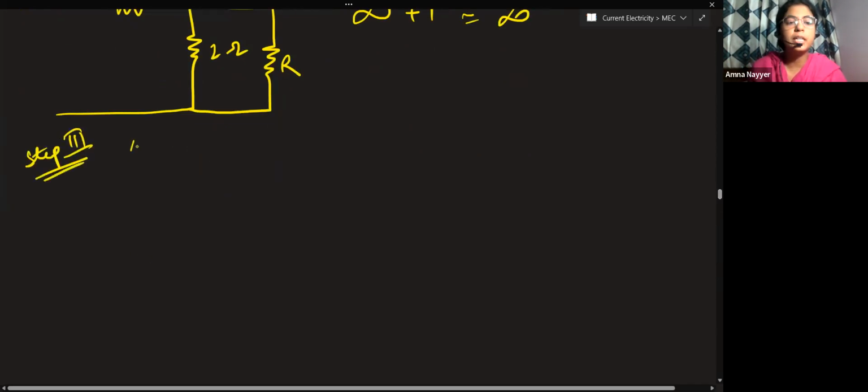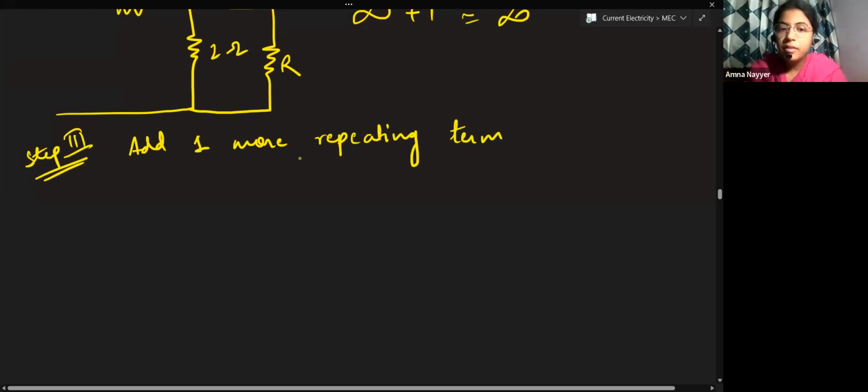Step 3, add one more repeating term. Why are we adding the one more repeating term? Because R equivalent remains the same.